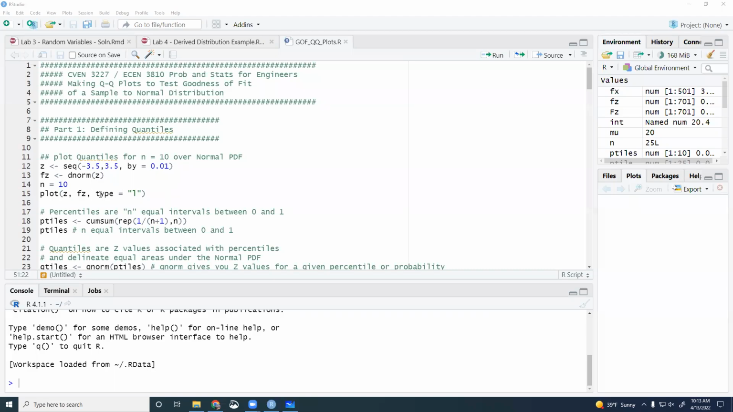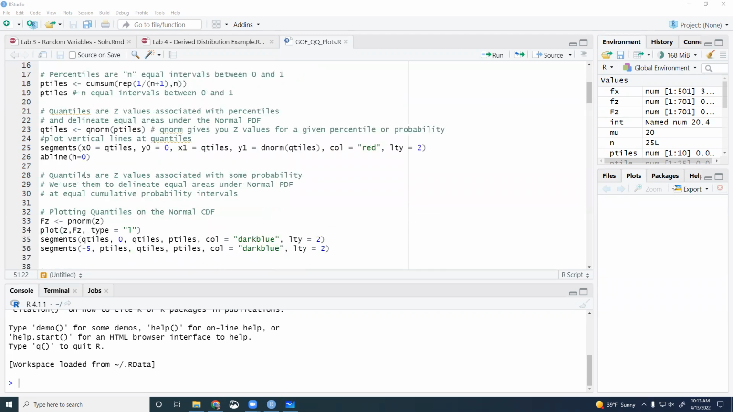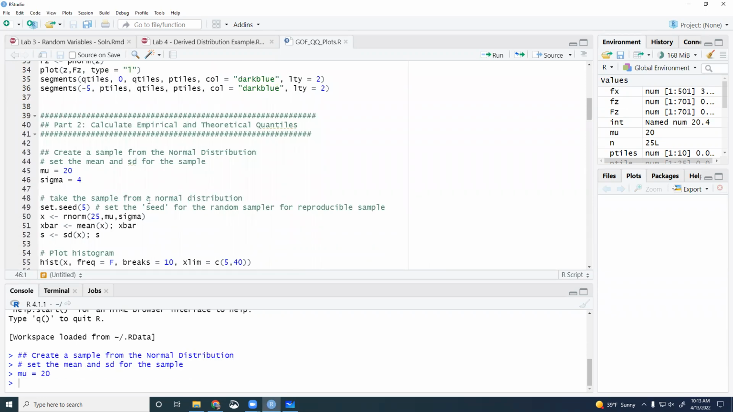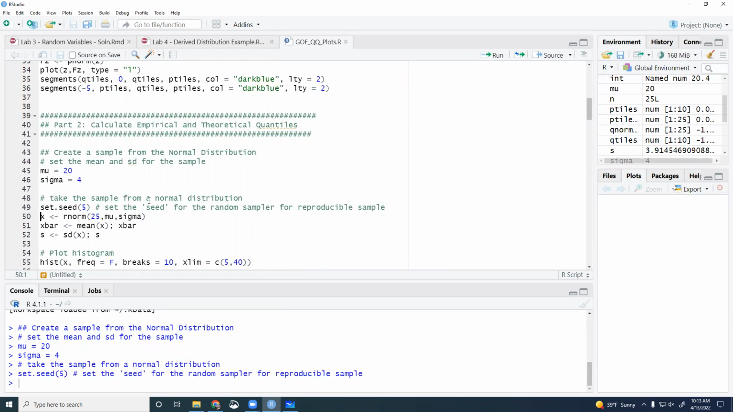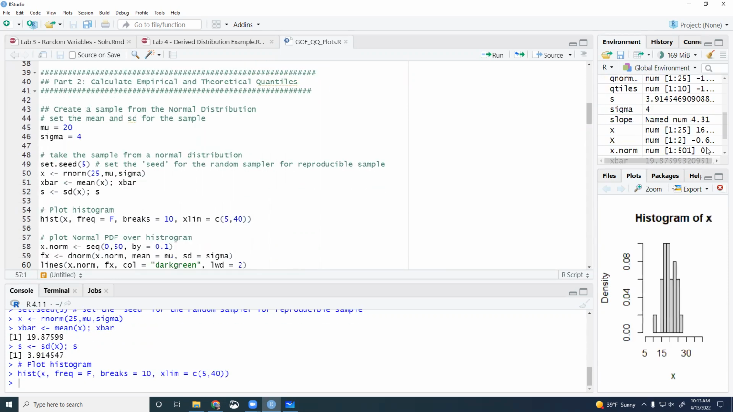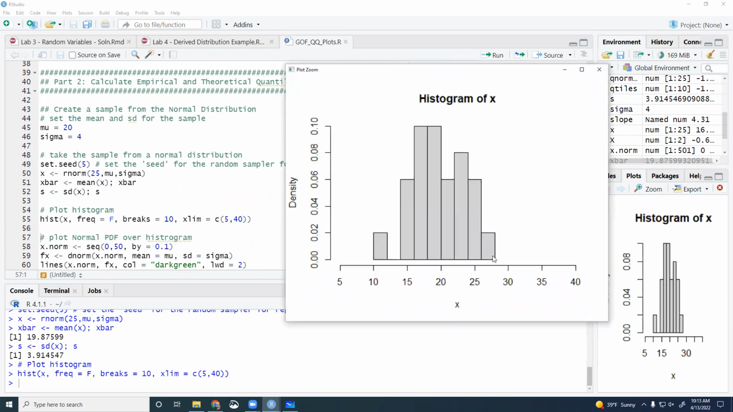We're going to walk through this R script. Last time we did the QQ plot or quantile plots, and we created a random sample of X with a mean of 20 and a standard deviation of 4. And so I'm just going to go ahead and run that again. We'll plot the histogram, and we've got our sample of X.